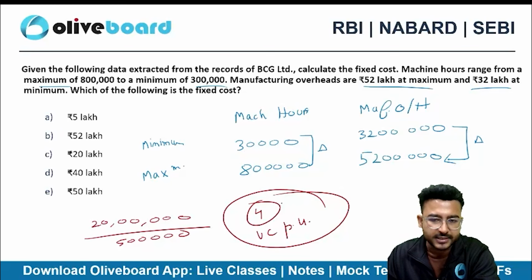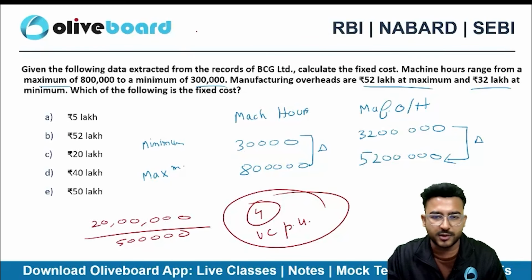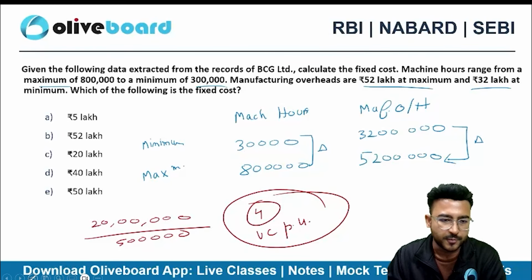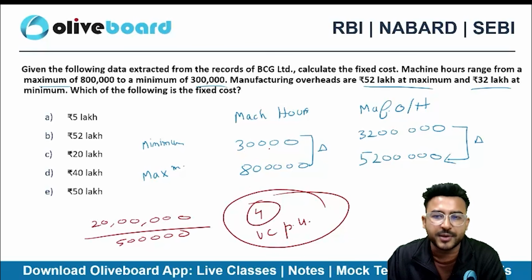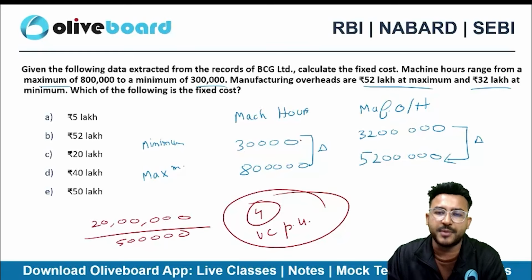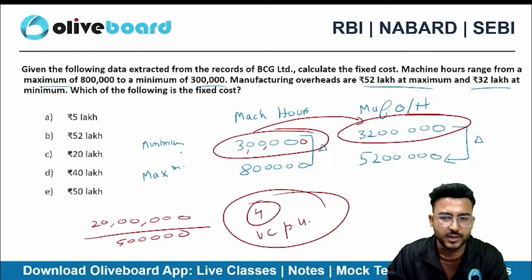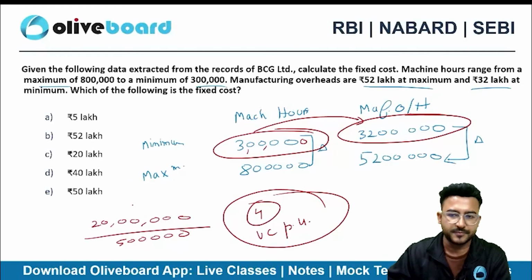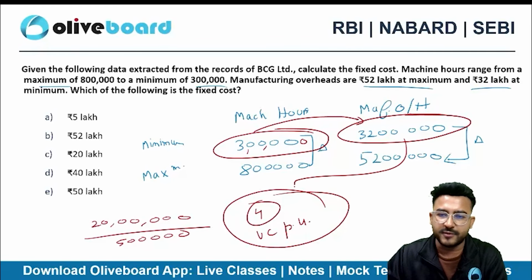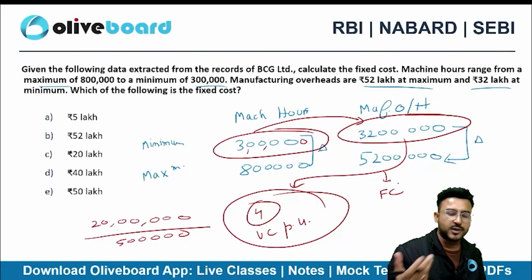Now I know that this is my variable cost. What is my variable cost? 4 per unit is my variable cost when I produce 3 lakh machine hours. My total manufacturing cost is 32 lakhs, right? Out of which some part will be variable and some will be fixed. That's how I calculate my total cost.